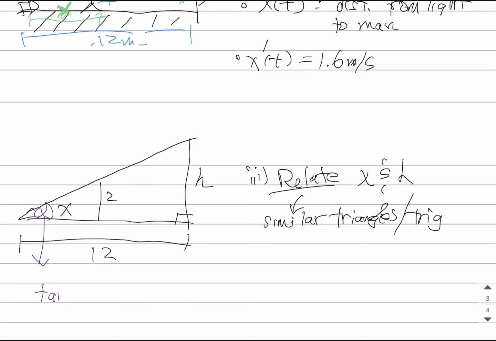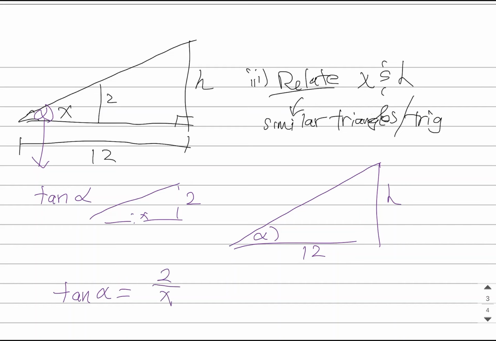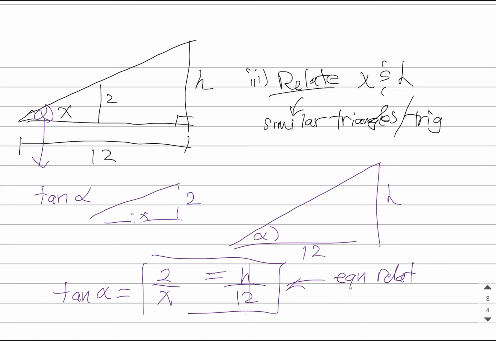So for example, the tangent of alpha in this problem would be opposite over adjacent. And so that would give us a 2 over here and an x. So the tangent in this particular problem is relating those two variables. But at the same time, we could have taken that same angle here, alpha, and talked about h over 12. So in both instances, we would use opposite over adjacent. And this would be our equation that relates x and h.